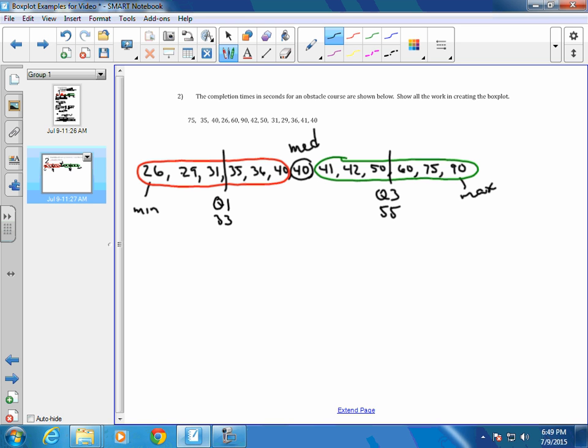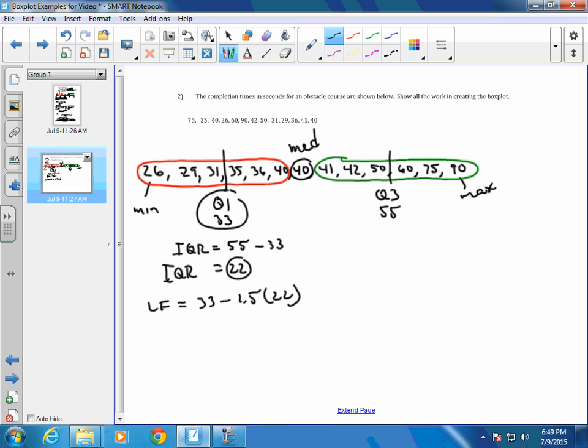Now, we got to find out if there are any outliers. We got to do the IQR in order to do that. Our IQR this time would be 55 minus 33. So I'm getting an IQR of 22. When I check for outliers, I set up my lower fence. Remember, that's going to be your Q1, 33, minus 1.5 times your interquartile range, which is 22. All right, well, that actually comes out to 0 if we calculate this. So there's no data value less than 0 here, so we have no outliers on the low end.